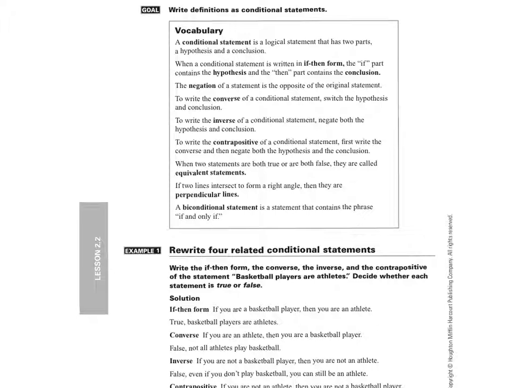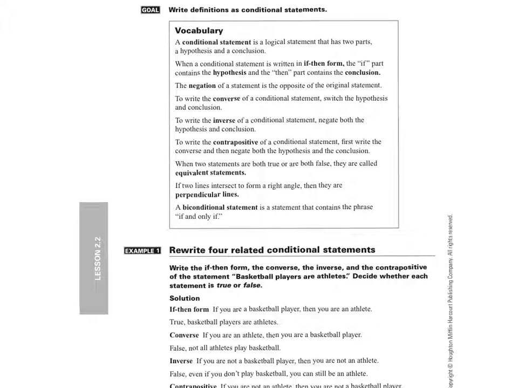So know all of these vocab words. So when I say write the converse, be able to do it. When I say write the contrapositive, understand what it means and how to do it. So know all of those vocabulary words and also the biconditional statement where you put in if and only if. What's the negation? The negation is to put like the opposite of it. So like if I said it's raining today, then the opposite would be it's not raining today. So you just make it opposite.